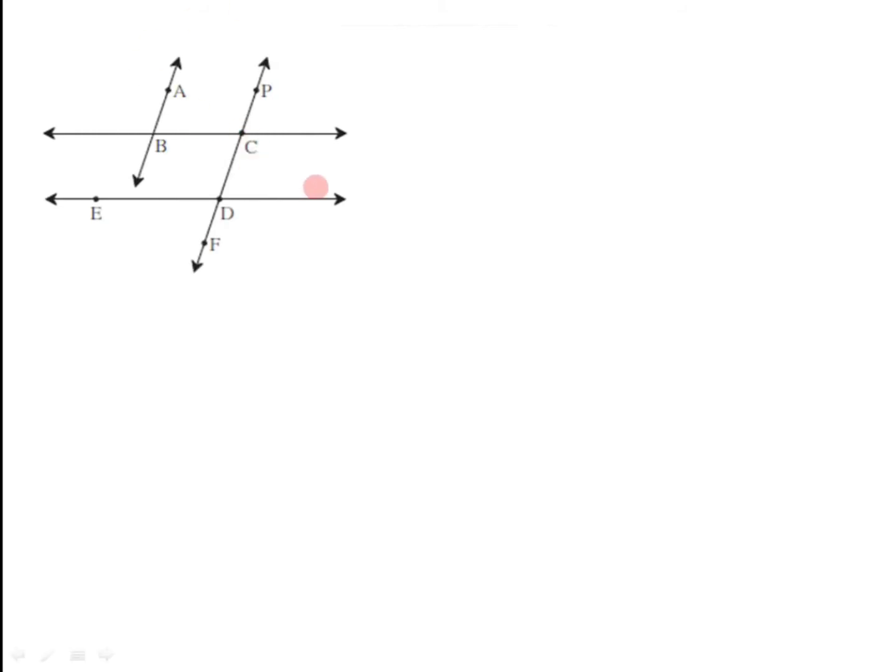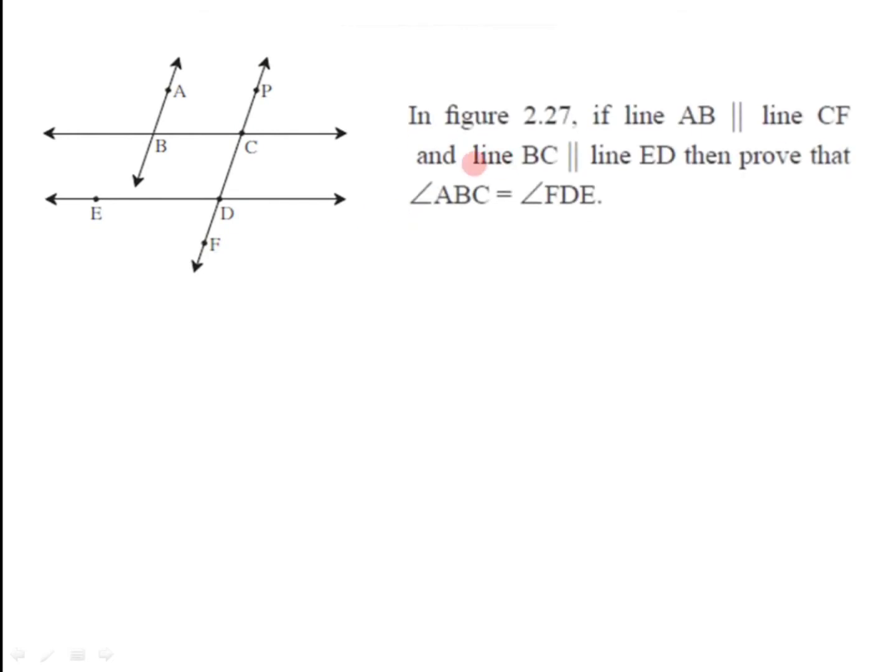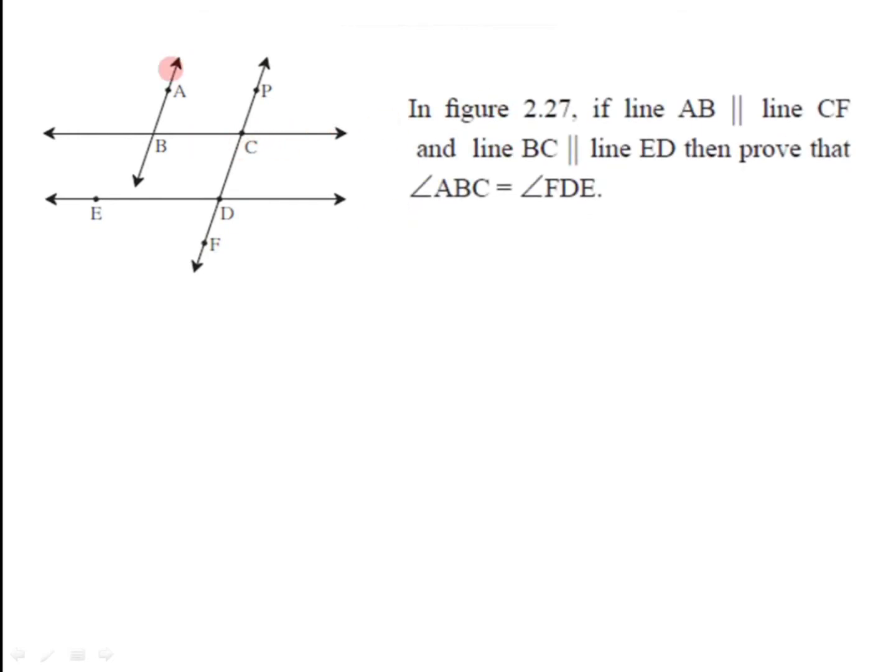Hello students, let us solve one problem based on the topic parallel lines from class ninth. The question is based on this given diagram. In the given figure, line AB is given to be parallel to line CF and line BC is parallel to line ED. From this we have to prove that angle ABC is equal to angle FDE.